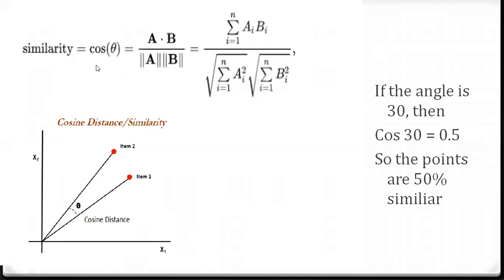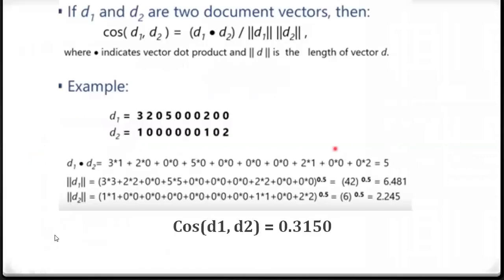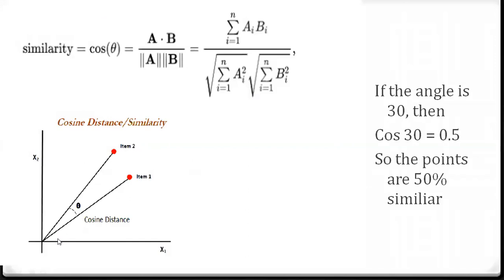Okay, another formula for this is cos theta equals a dot b divided by mod of a into mod of b. For example, if the angle is 30 degrees and cos 30 degrees is 0.5, it means the points are 50% similar. If the angle is around 90 degrees, your value becomes 0, which means your points are completely different from each other. Imagine these are the two vectors and the angle is 90 degrees. Cos 90 is 0, so they are totally different.